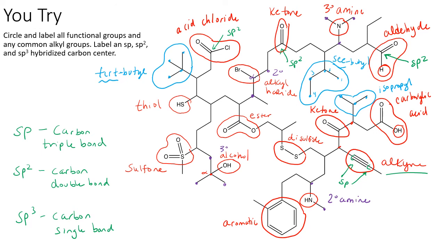And then lastly, sp3 carbon center, there's a ton of those as well because there's a ton of carbons that have all single bonds coming off of them. Most of the molecule is. So this right here, that carbon, that could be an example of an sp3 hybrid center. So could this, all of those. All of those carbons have only single bonds.